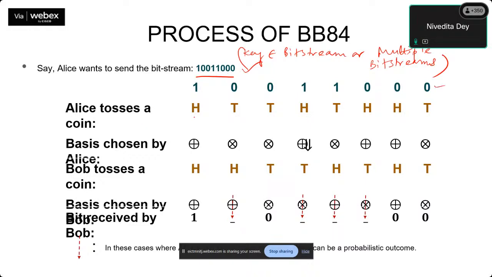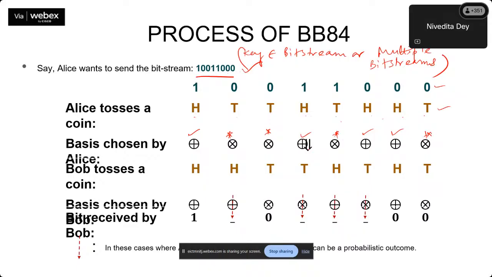Alice will toss a coin. So Alice can get either head, tail, tail, head, tail, head, head, tail, likewise. Of course, this is independent and is not dependent on what initially Alice has. Okay. And these are all the bases chosen by Alice. So if it is head, she will be choosing a plus minus. If it is head, she will be choosing plus minus. And if it is a tail, then Alice will be choosing a diagonal. Here also it's a tail, so diagonal, tail, so diagonal, and tail, so diagonal.